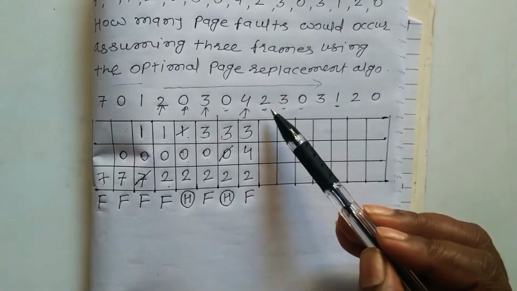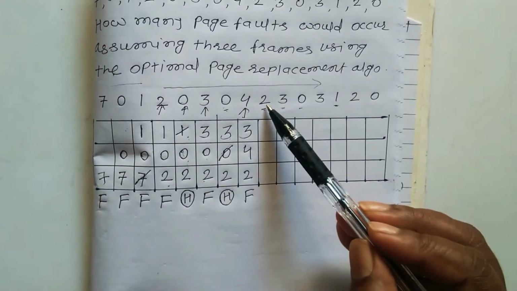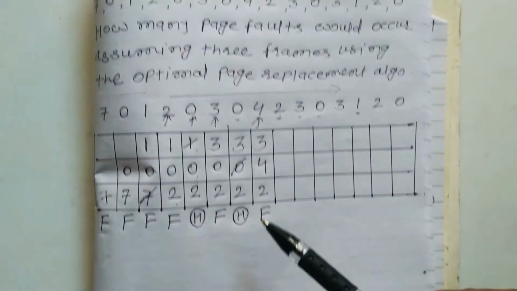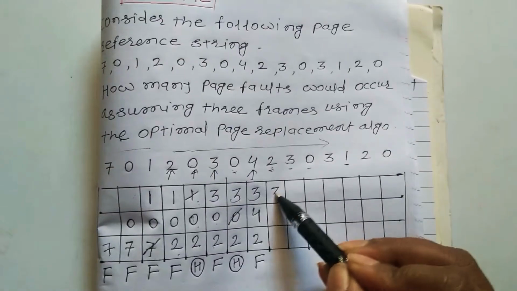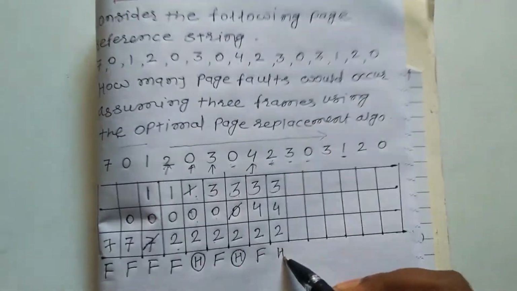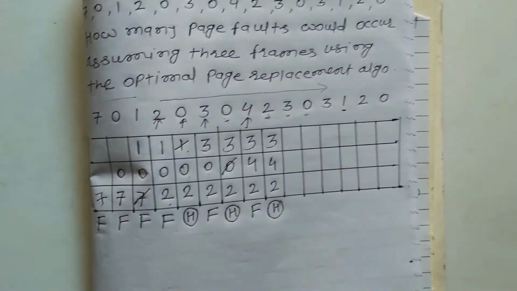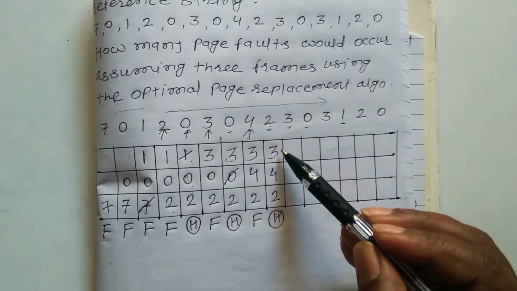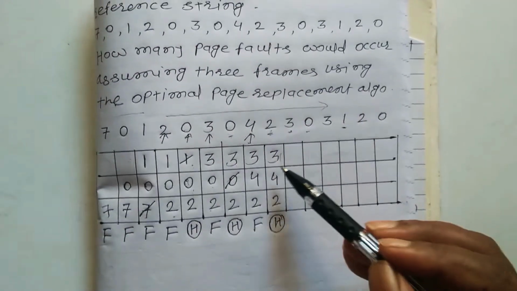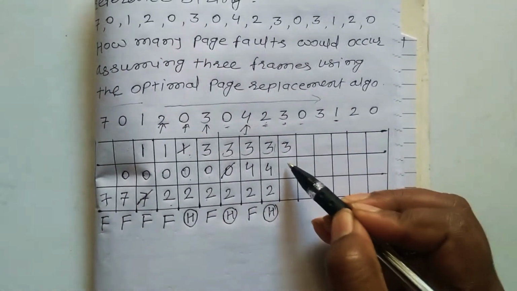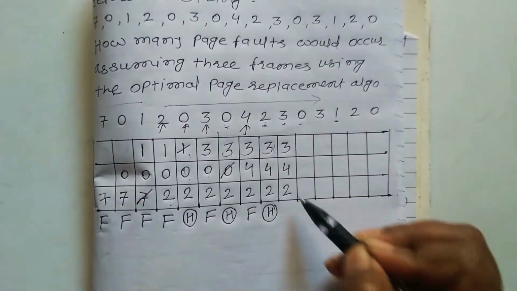Now the next page I want to place in the main memory is 2. And if you see the previous frames, 2 is already there in the main memory. So I will write down these pages as they are, since this is a page hit. Now the next page I want to place in the main memory is 3. And if I see the previous frames, 3 is also there in the main memory. Again this is a page hit.